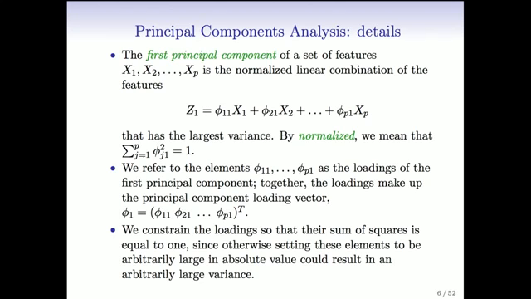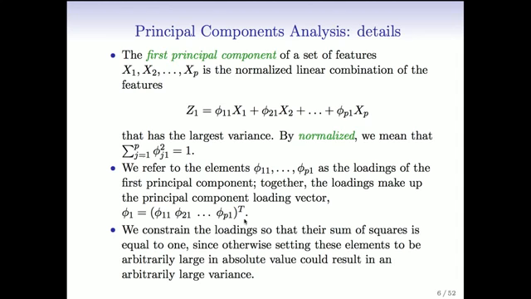Those weights are called loadings in some areas of statistics and other social sciences. So phi11 through phi1p are the loadings of the first principal component, and the loading vector is the set of those p numbers. If you didn't constrain them, of course, you could just make them much bigger, and that would just make the variance higher.